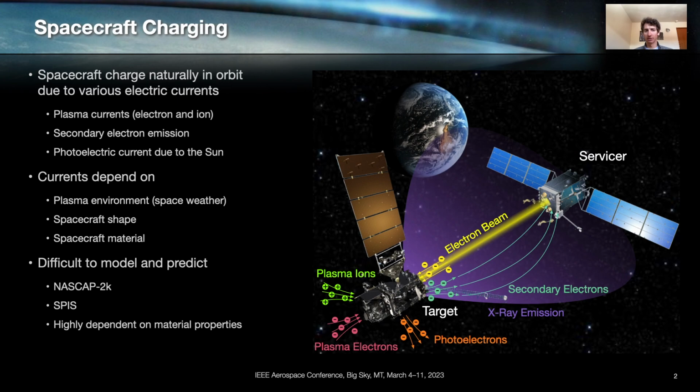These currents depend on various factors such as the plasma environment itself, how many electrons you have, ions, and what their energies are. The currents also depend on the spacecraft shape and the spacecraft material, for example. In general, these currents are pretty difficult to model, and maybe even computationally expensive. So in this work, we'll look at how to quickly compute these currents with approximations.